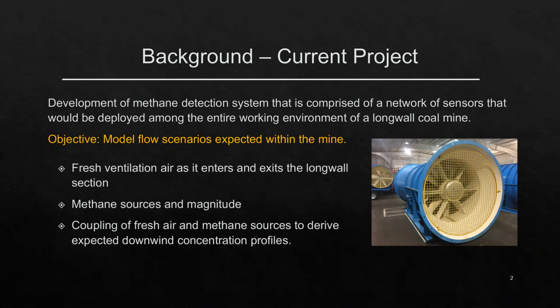So here I've listed a few things that I want my model to incorporate. I want to be able to capture the flow as it enters and exits the mine, and I'll discuss where these issues lie. These methane sources and their magnitude, so where they're coming from and where the significant sources are, and then coupling that methane release with the fresh ventilation air as it enters the longwall section to derive these expected concentrations downwind.